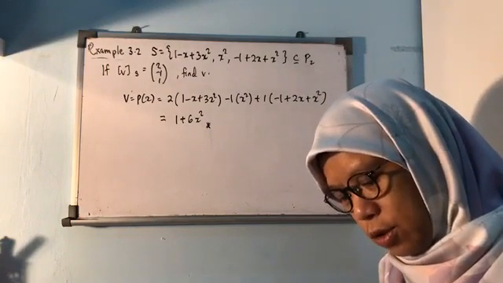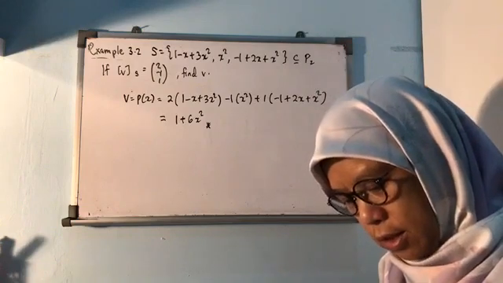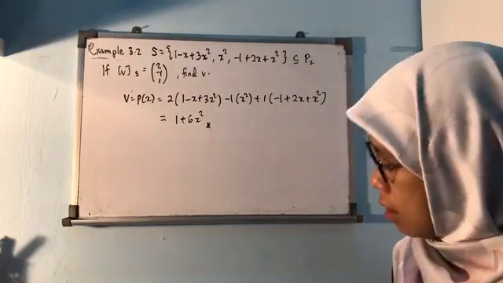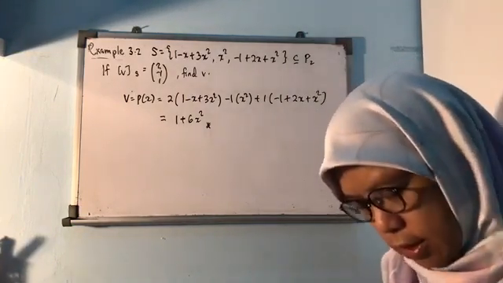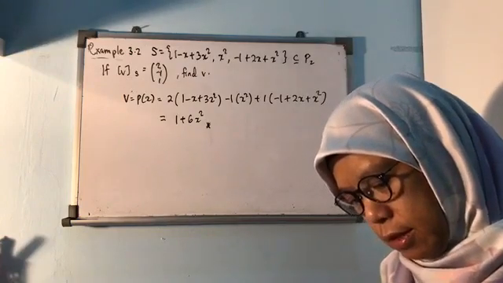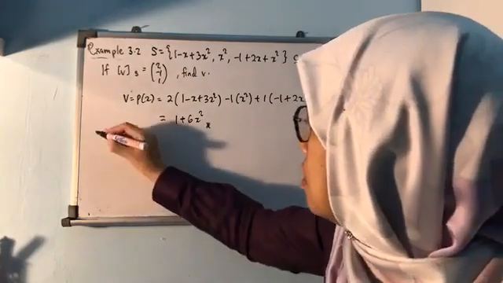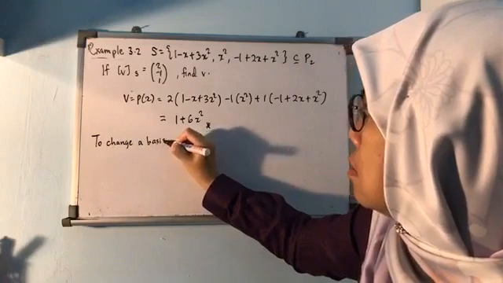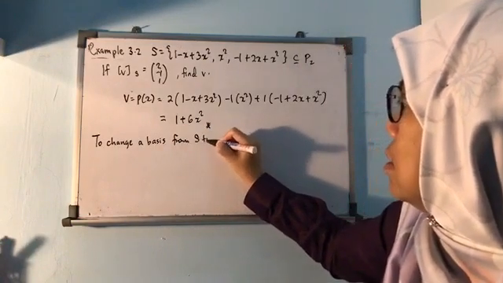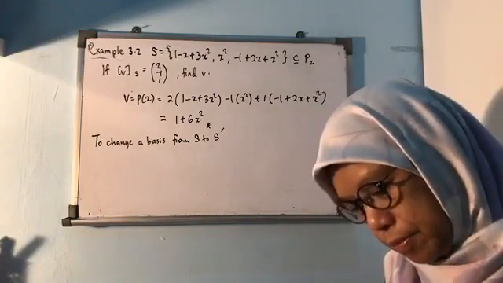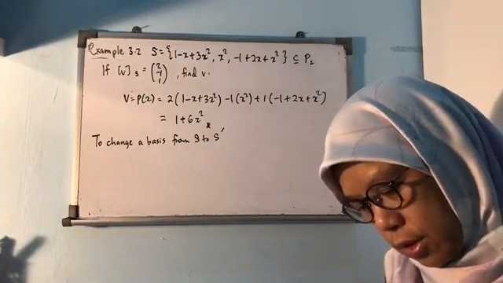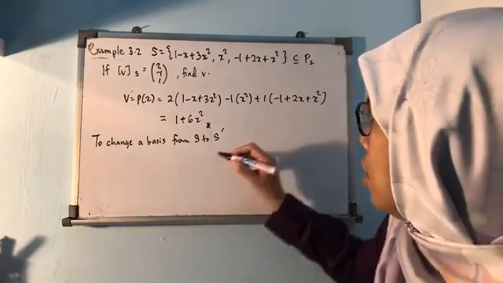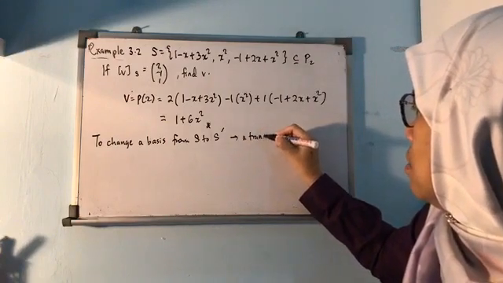The third one is also similar, but with matrices. Alright, now suppose we want to change a basis from S to S prime. To change a basis from S to S prime, now we have what we call a transition matrix.